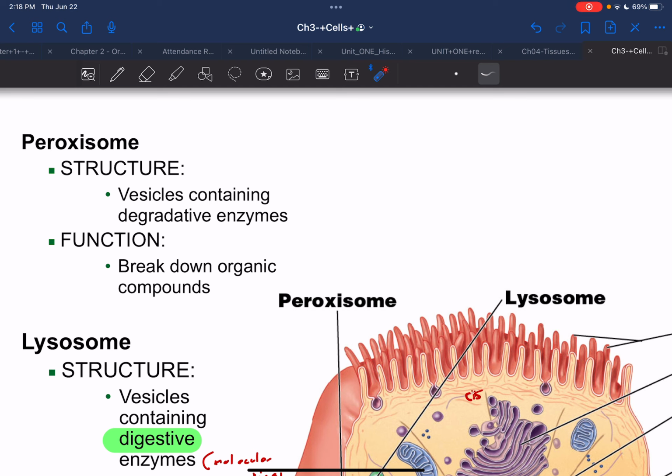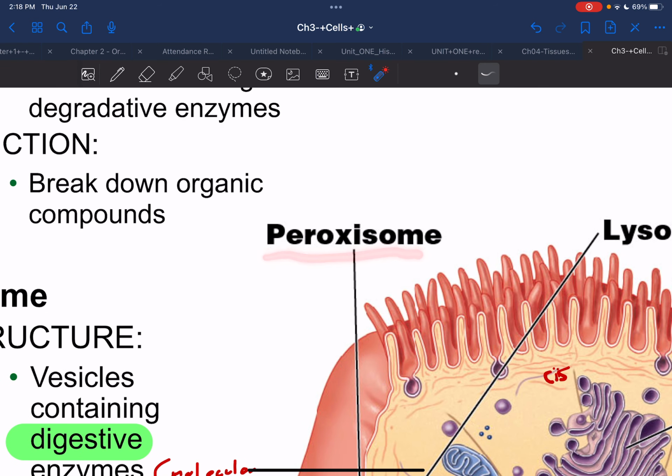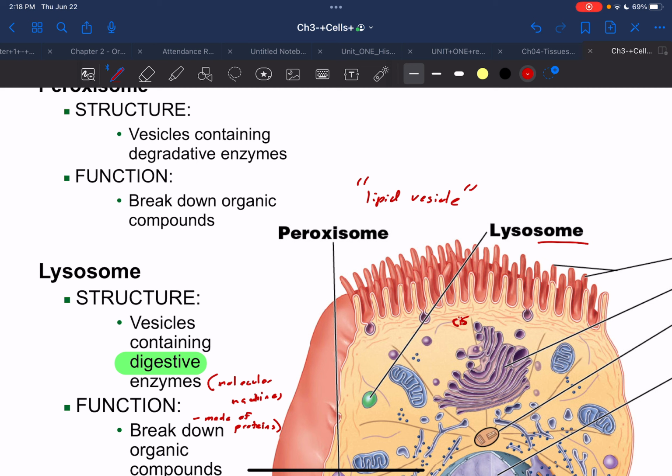What do you do when you get a rash or a cut when you're young, when you fell and you get a scrape? What do your parents add to it? Hydrogen peroxide. And so these somes, or some, is always going to imply some sort of lipid vesicle. You'll see this throughout different science courses. And so a peroxisome is a vesicle made of lipids that contains hydrogen peroxide.